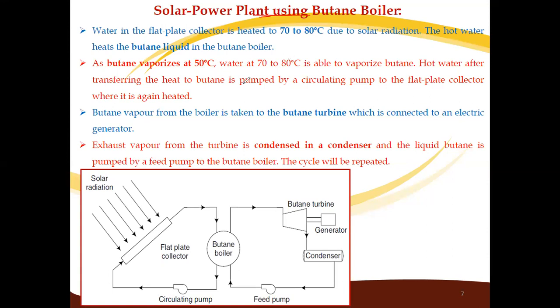So water in a flat plate collector, we can heat the water up to 70 to 80 degrees Celsius by using solar radiation. So we have a flat plate collector here. Solar radiation will fall on this flat plate collector, and there is a circulating pump which feeds the water inside this flat plate collector, and the water inside can be heated up to 70 to 80 degrees Celsius.